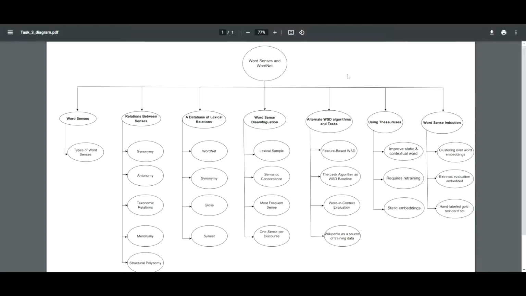Firstly, alternate WSD algorithms and tasks. Feature-based algorithms for WSD are extremely simple and function almost as well as contextual language model algorithms. An SVM classifier is used to choose the sense for each input word, with the following simple features of the surrounding words.